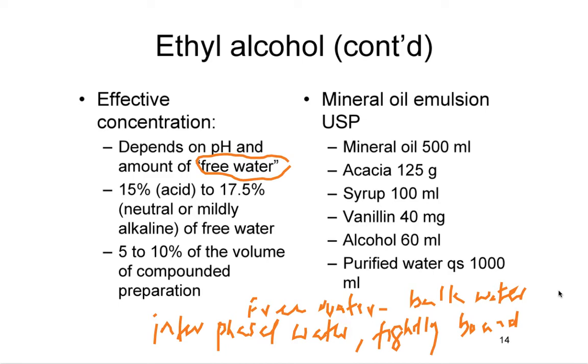Typically 15% to 17.5% of free water is the amount of ethanol that is necessary to be used as a preservative. 5 to 10% of the volume of compound preparation is what is typically utilized. An example formulation is written in the slide: mineral oil emulsion USP, where mineral oil 500 ml, acacia, syrup, vanillin, and alcohol is used as a preservative, and purified water is the external phase. This is an example for a water and oil emulsion that contains alcohol as the preservative.